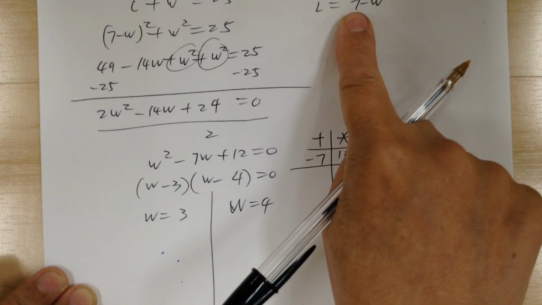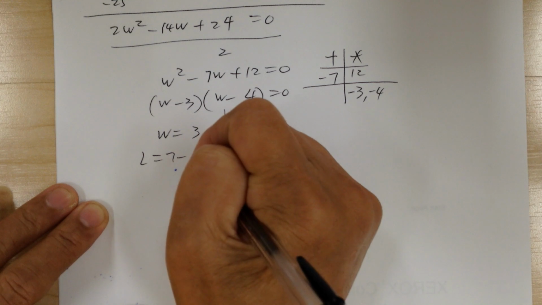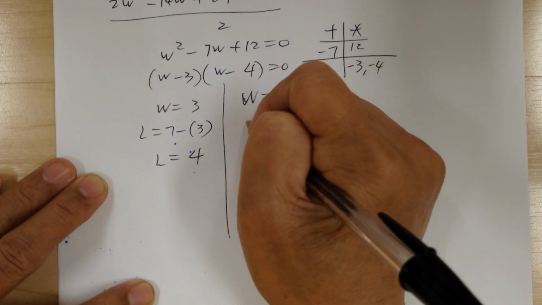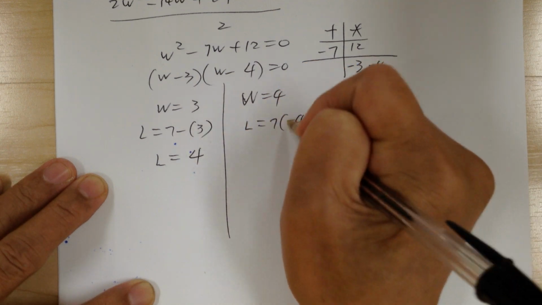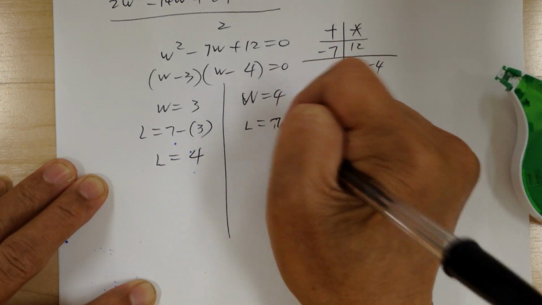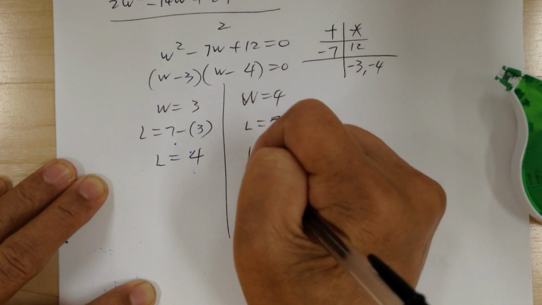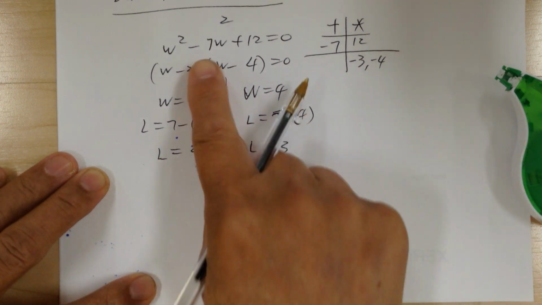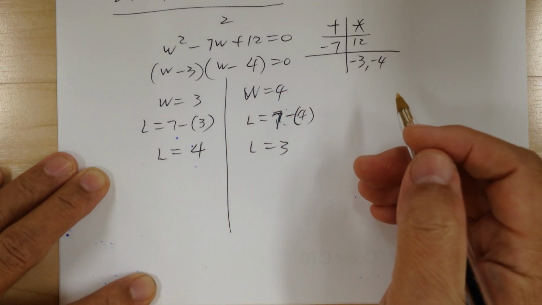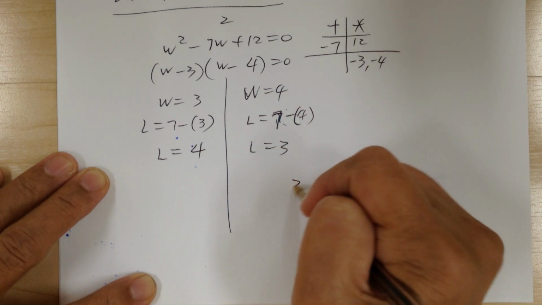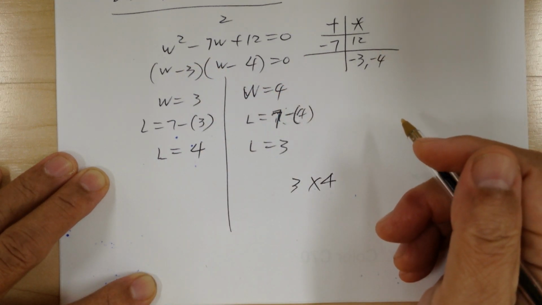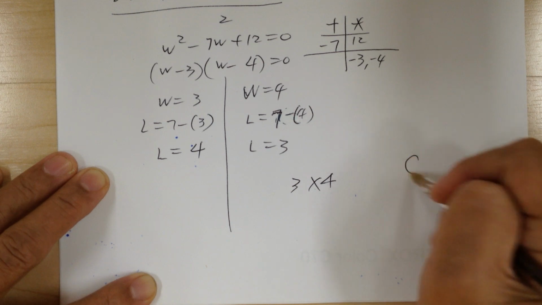And then if you look over here, you're going to get L equal to 7 minus 3, so L equal to 4. Over here, you're going to get L equal to 7 minus 4, so L equal to 3. So either way, it's going to be 3 by 4. It doesn't ask you for which is which, it asks you for the dimension. So you're going to get 3 by 4 either way, and so the answer would be answer C.